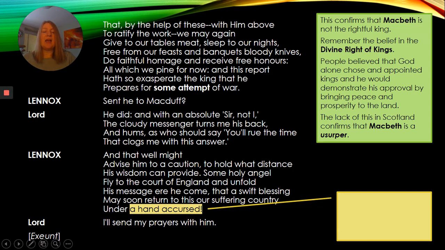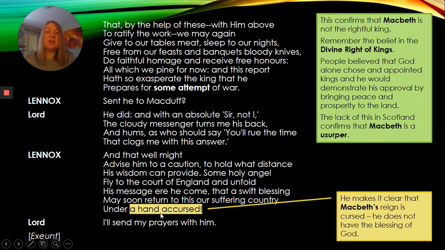Now, this and Lennox's description of Macbeth's reign as them living under an accursed hand confirms that Macbeth isn't the rightful king. So we mentioned earlier the divine right of kings. This was the belief that God alone appointed kings, and he demonstrated his approval of them by bringing peace and prosperity to the land. Now, the lack of this in Scotland, as we saw through this section here, the lack of peace and prosperity shows that God is making it clear to all the people of Scotland that Macbeth is an illegitimate king. He's a usurper.